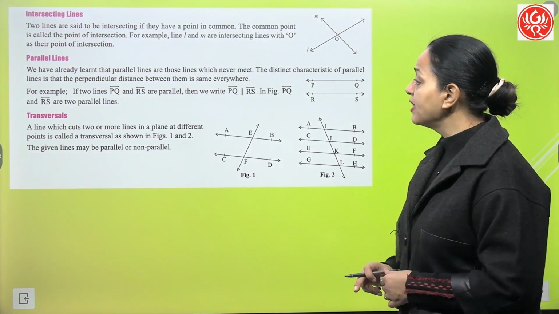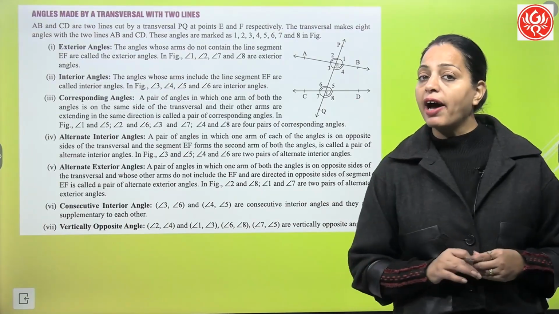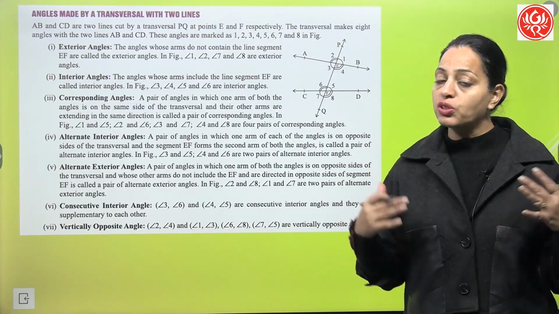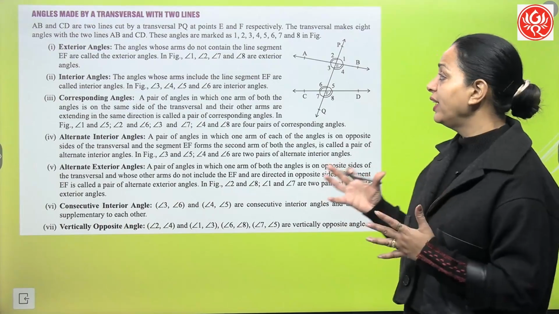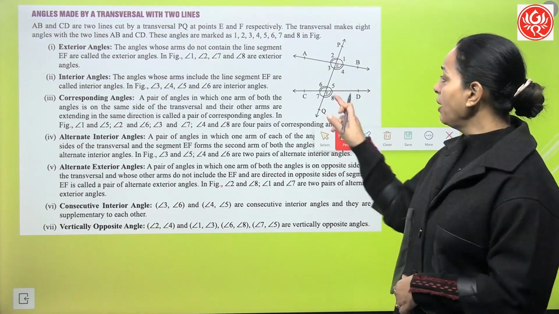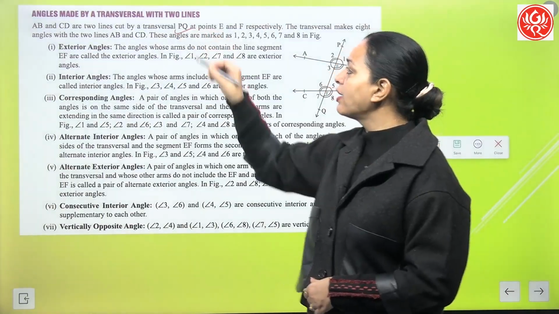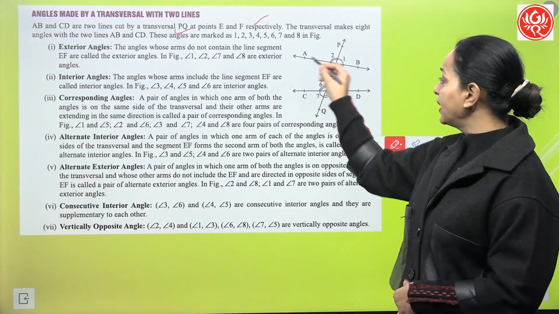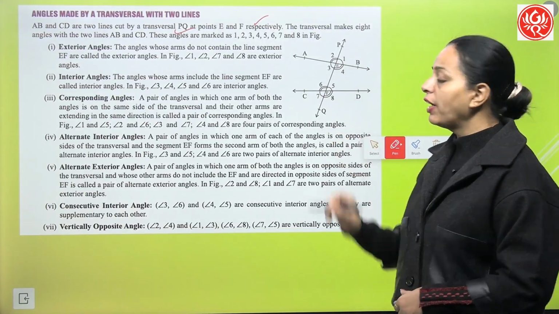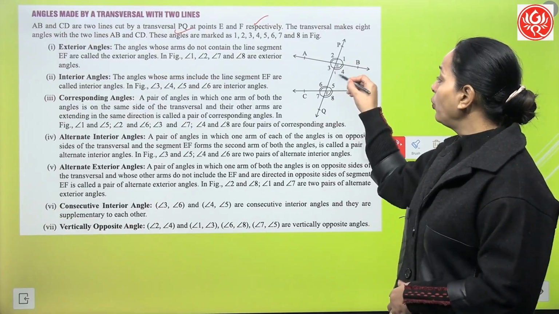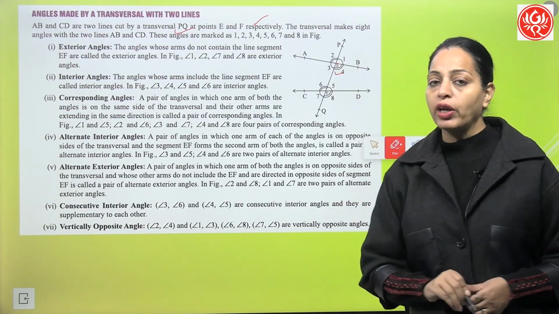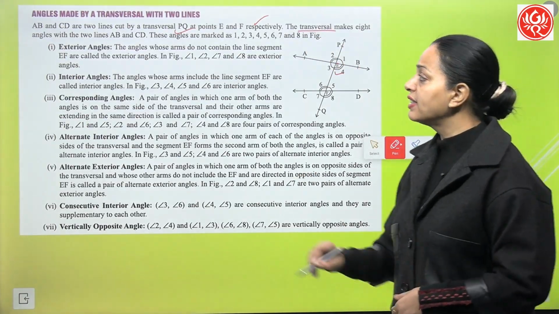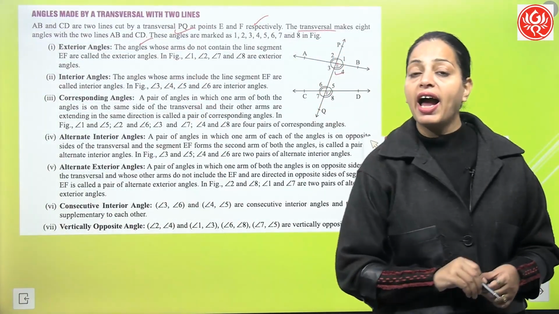So now the next is angles made by a transversal with two lines. अब जब ट्रांसवर्सल टू या टू से ज़्यादा लाइंस को कट करेगा, then it makes some angles. See, AB and CD are two lines cut by a transversal PQ at points E and F respectively. आप देख सकते हैं two lines AB and CD and one transversal is PQ and we are getting E and F points. Okay. Now you can see the transversal makes 8 angles with the two lines AB and CD.